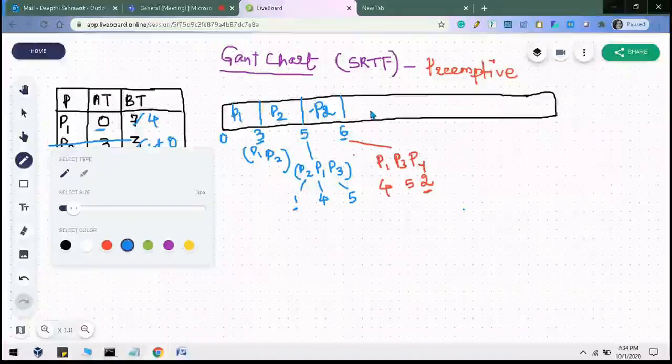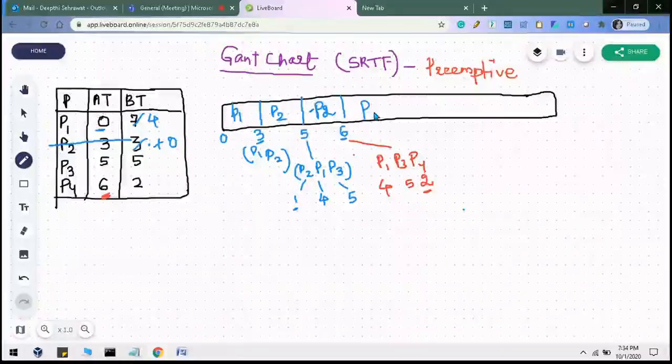Now who is going to arrive next? P4 will take the CPU and it is going to run for the next 2 milliseconds. 6 plus 2 is 8. Now P4 has also completed its execution, so it is no more there. And at this particular time, we have only P1 and P3.